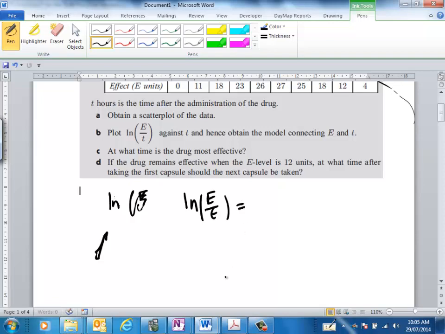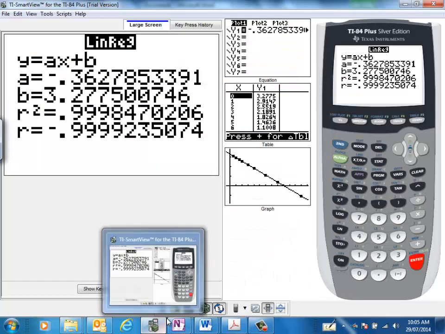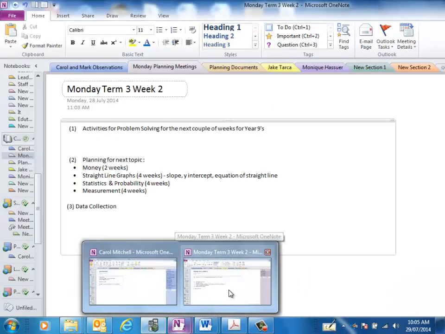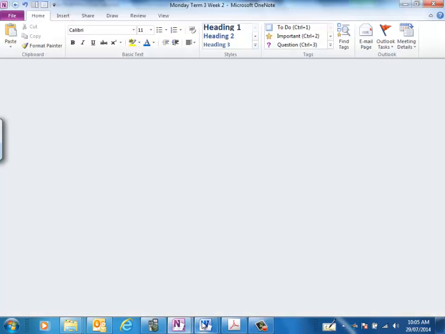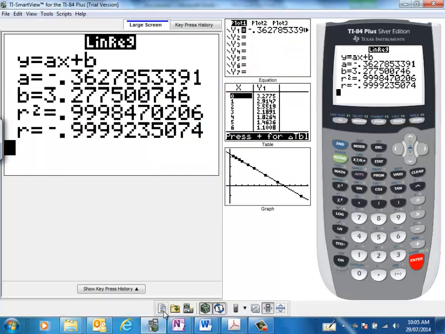ln of E on T is equal to my A value. Now I have to go back to my calculator to find that. It's minus 0.3628, minus 0.3268T, and then my other value from my calculator is in fact 3.2775.